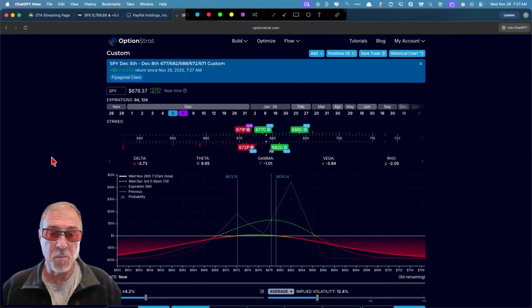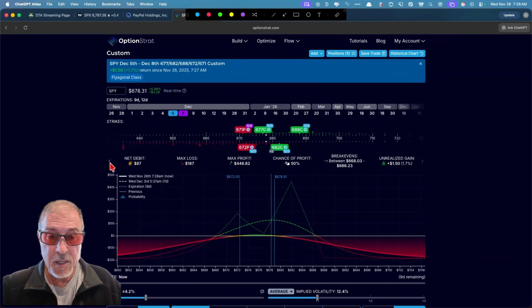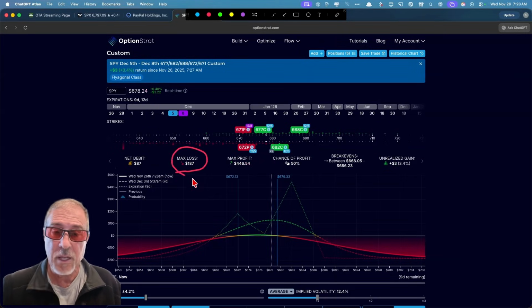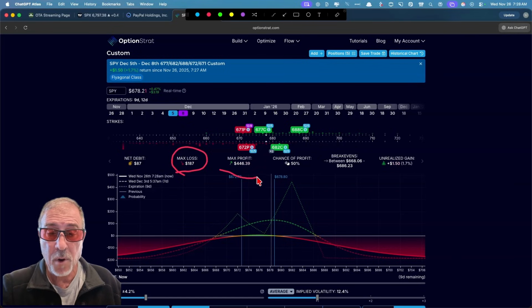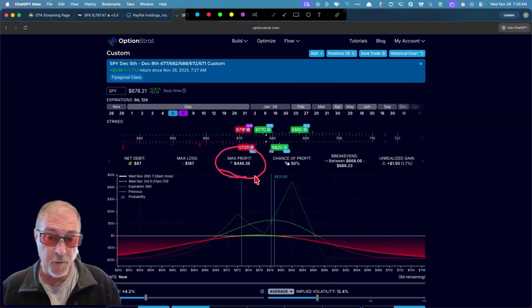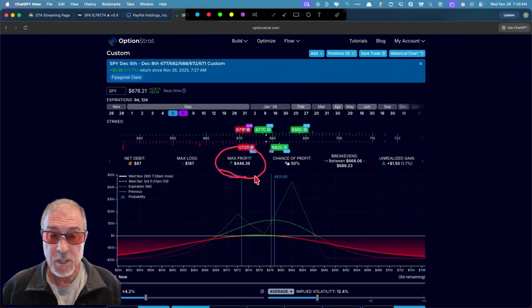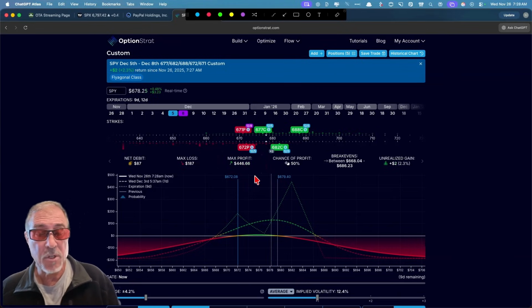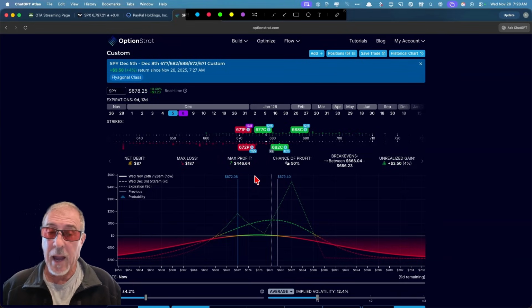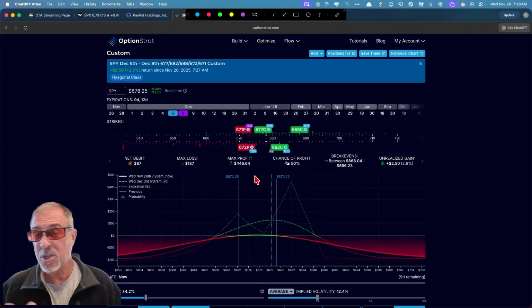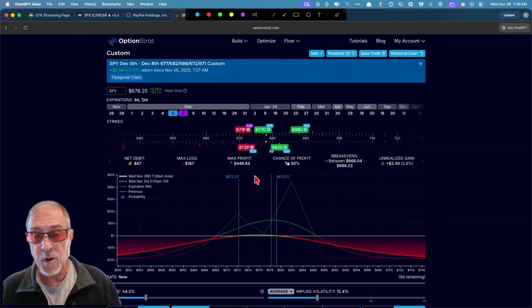I trade this very small. As you can see, my max risk in this trade is about $187. My max potential profit, which I am not shooting for, is $446. I'm just looking to get 10% or so out of this trade, shut it down, and move on. And my average days in trade here is usually around 4 to 5 days in the trade.